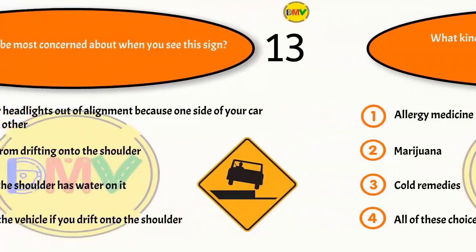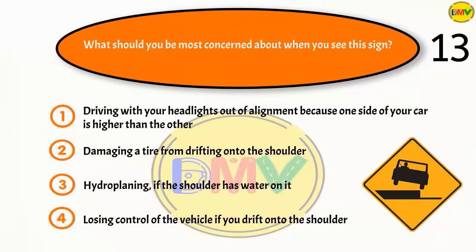The question 13. What should you be most concerned about when you see this sign? 1. Driving with your headlights out of alignment because one side of your car is higher than the other. 2. Damaging a tire from drifting onto the shoulder. 3. Hydroplaning if the shoulder has water on it. 4. Losing control of the vehicle if you drift onto the shoulder.